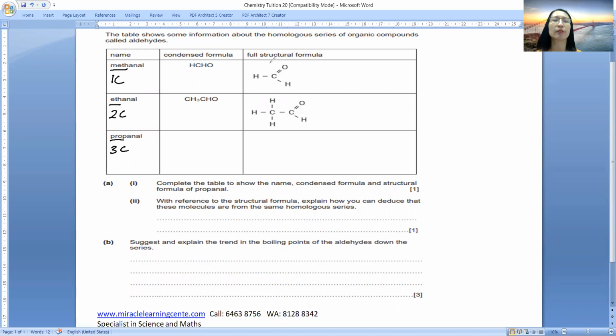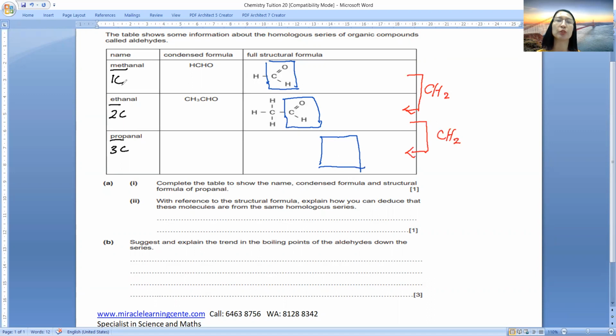Because they have the same functional group, they are in the same homologous series. Later, I'm going to draw the functional group CHO over here. And we also know that for consecutive members in the homologous series, there is an increase of a CH2 group. Where is this increase in CH2? Let me show you. It's over here. Can you see this one to this one? There is an increase in CH2. So for the next one, I'll just copy everything here and I'll add a CH2 over here.